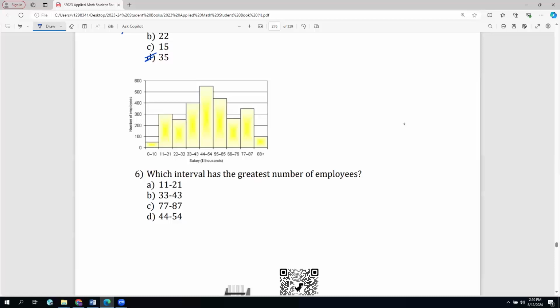Go ahead and answer question number 6. Pause the video. All right. Here we go. It says, which interval has the greatest number of employees? The greatest number of employees is going to be the highest bar, right? Doesn't that make sense? The highest bar would show the greatest number of employees. So I just look for the highest bar and I see it right there.